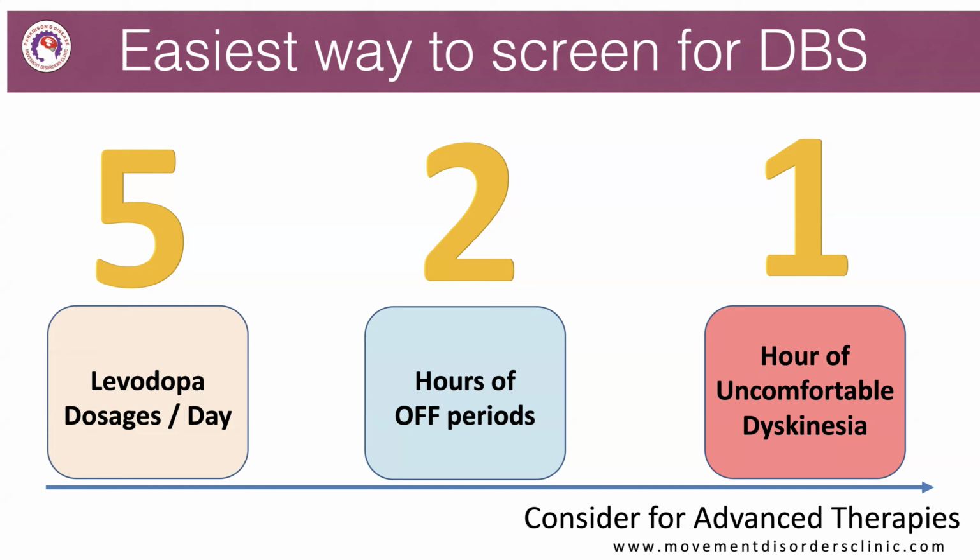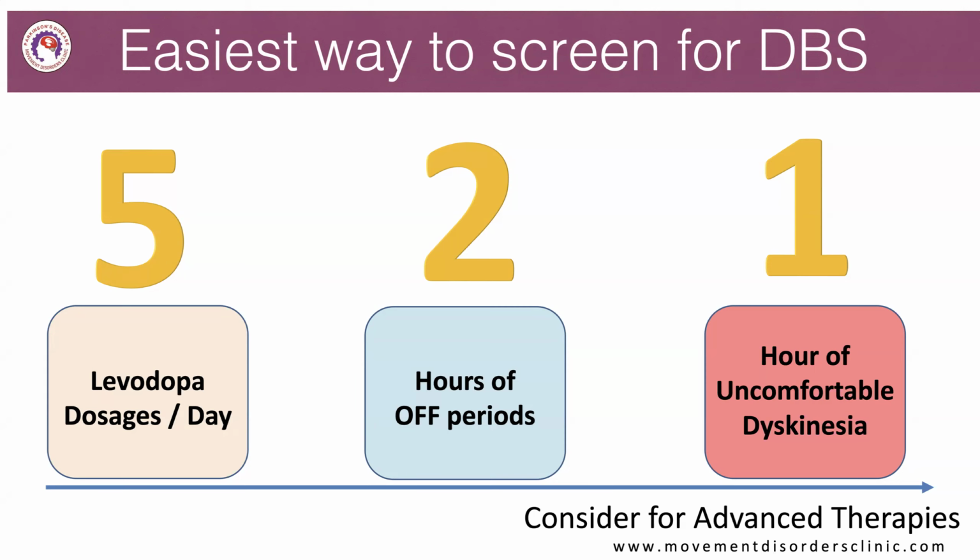So what are advanced therapies? Currently, the gold standard is DBS. So how do you know when your patient is ready for surgery or should be considered for DBS? A very simple rule of 5-2-1, as we call it: any person who is taking 5 doses of levodopa in a day, or has at least 2 hours of off periods in a given day, or 1 hour of uncomfortable dyskinesias, should be considered for advanced therapies.